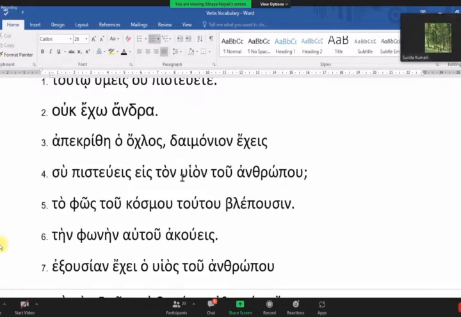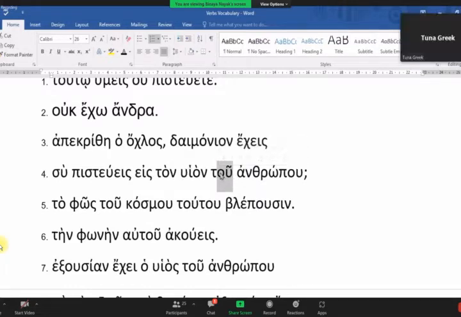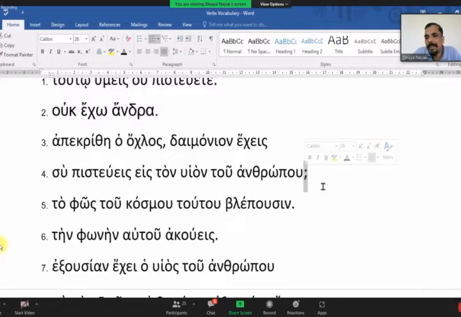Pisteueis eis ton huion tou anthropou. Yeah, this one you have to say as a u, even here also. You read it as tau, it is not tau, you have to say tou. Eis ton huion tou anthropou. Okay, so there is a lot of information. First of all, what is it? Question mark.